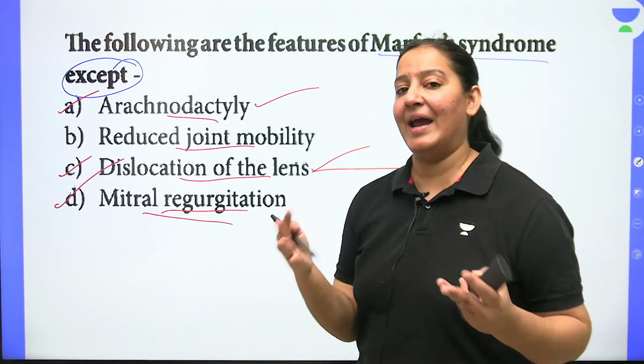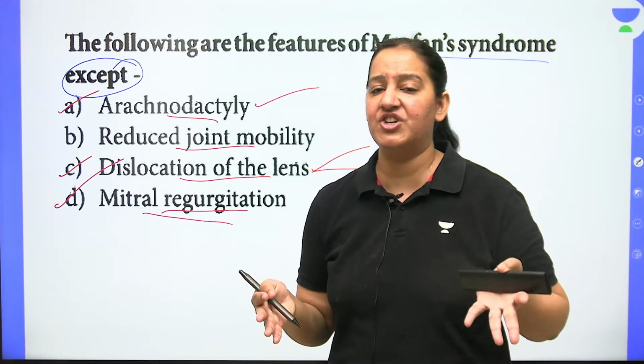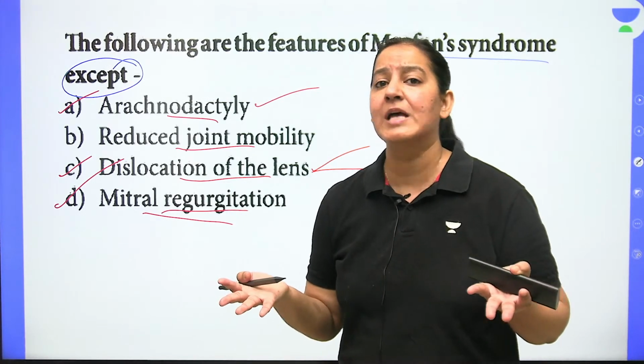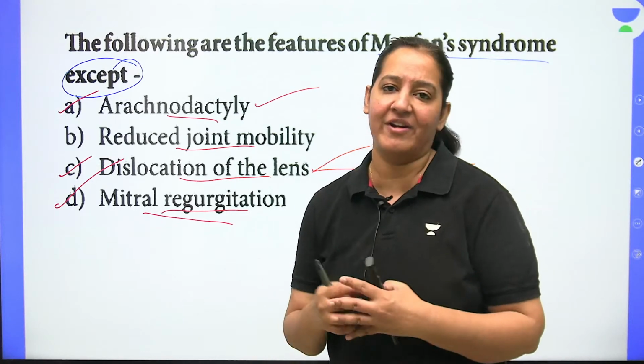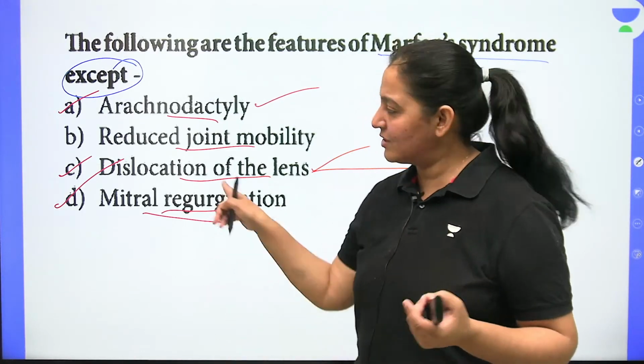So you have to apply the knowledge. It is not that, ma'am, you taught us only mitral valve prolapse and have not taught us mitral regurgitation. Obviously mitral valve prolapse will lead to mitral regurgitation. There is no need to say this. So it is also a feature.